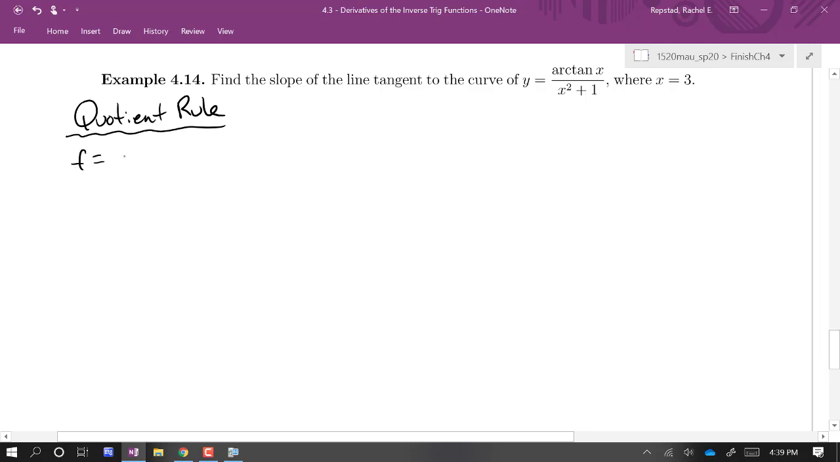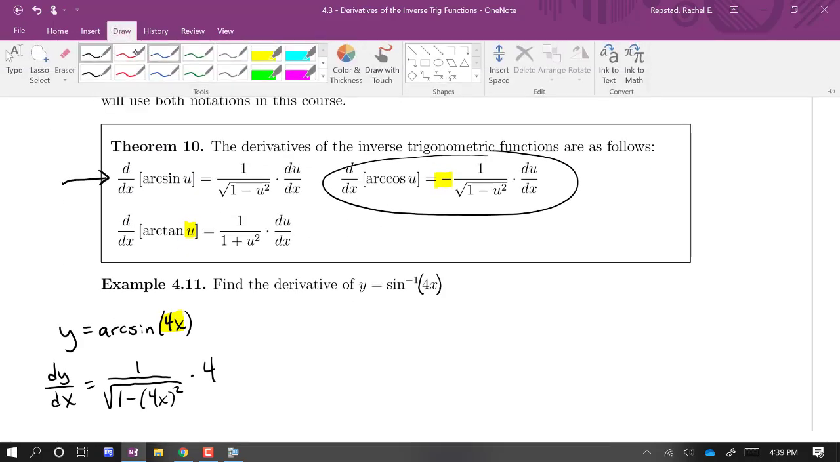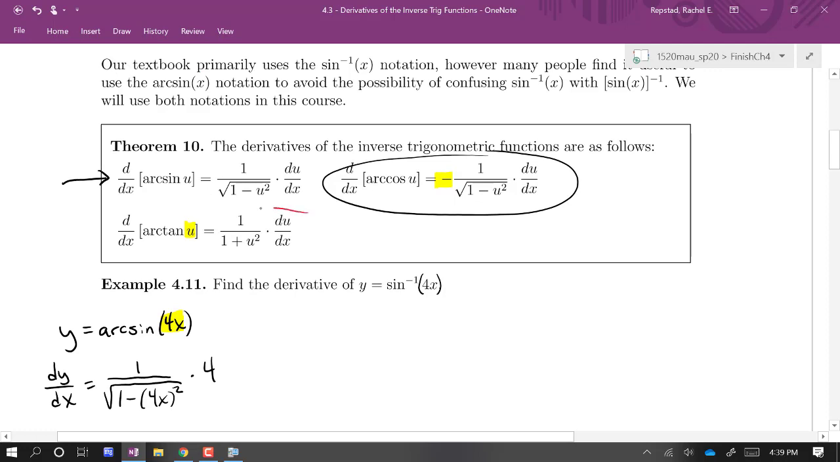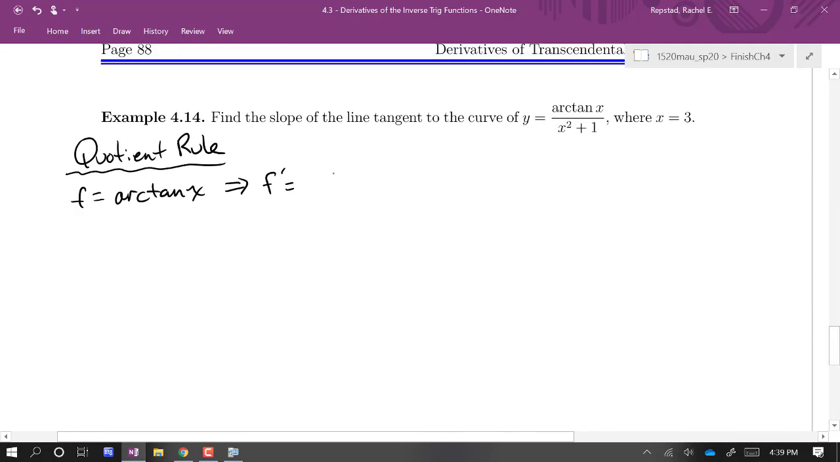The f function always on top, this is arctan x. F prime, I'm going to just scroll back up here. F prime, this is the formula without a radical. So 1 over 1 plus u squared. One over 1 plus, in this case, x squared. And the chain rule would just have us multiply by 1, so I'm going to leave that off. G is x squared plus 1, which means g prime is 2x.